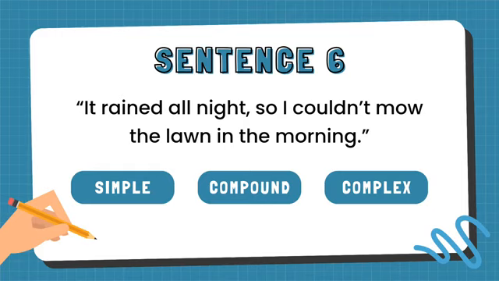It rained all night, so I couldn't mow the lawn in the morning. Is it a simple sentence or a compound sentence? It rained all night is an independent clause. I couldn't mow the lawn in the morning is another independent clause, and here they have been joined together by the coordinating conjunction "so." Therefore, we have a compound sentence. So the sentence is compound.